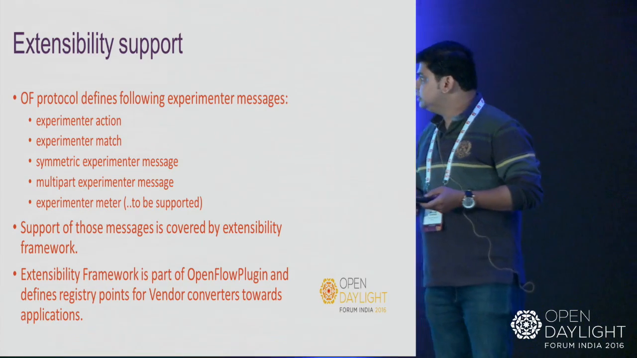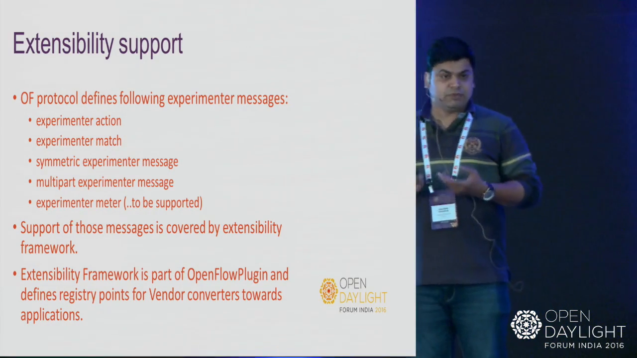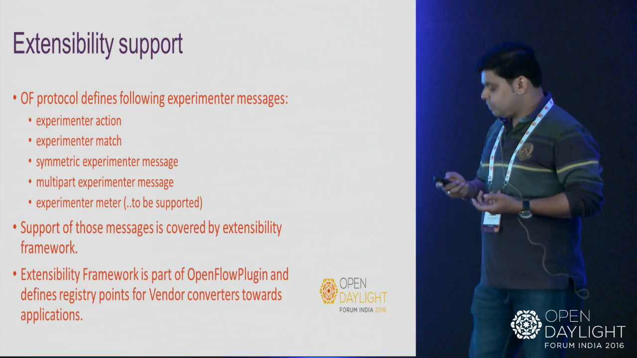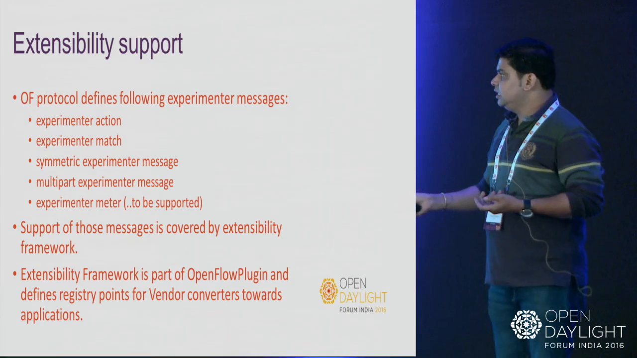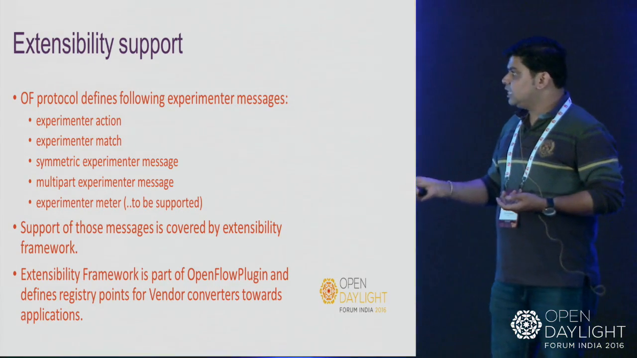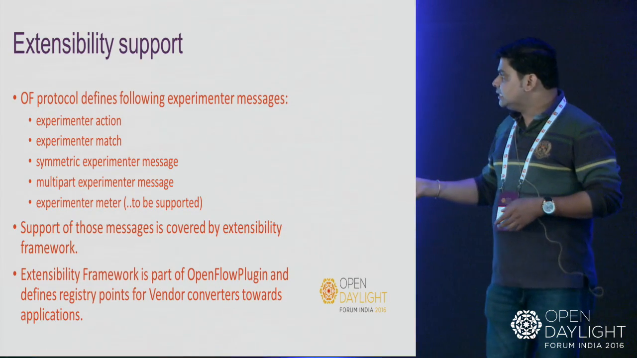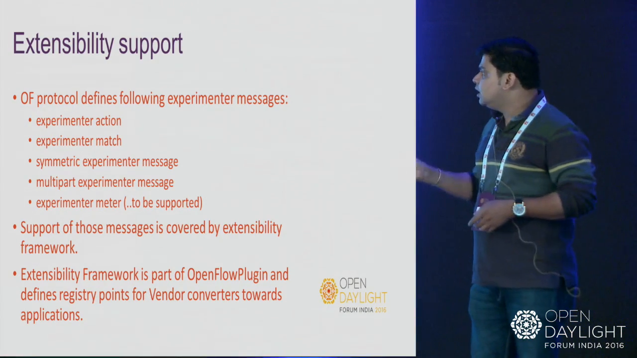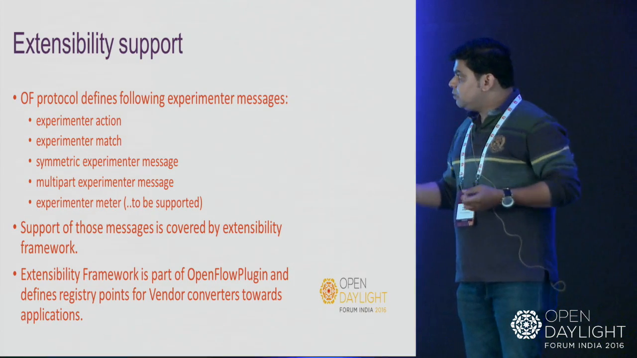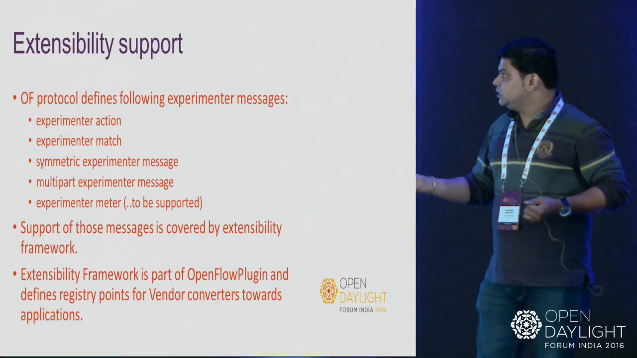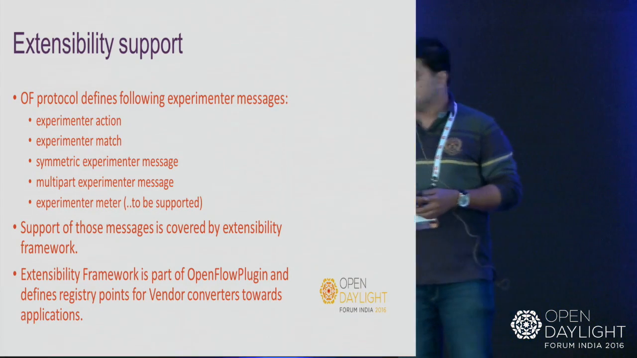As I said, experimenter message is not only the one part. What we'll be dealing with today is this symmetric experimenter message. These are the things supported by the experimenter framework in ODL. Meter is yet to be supported. Other things are already supported. There are some glitches in the multipart part of it, but the other three are very well supported. So we'll be dealing with the symmetric experimenter message.